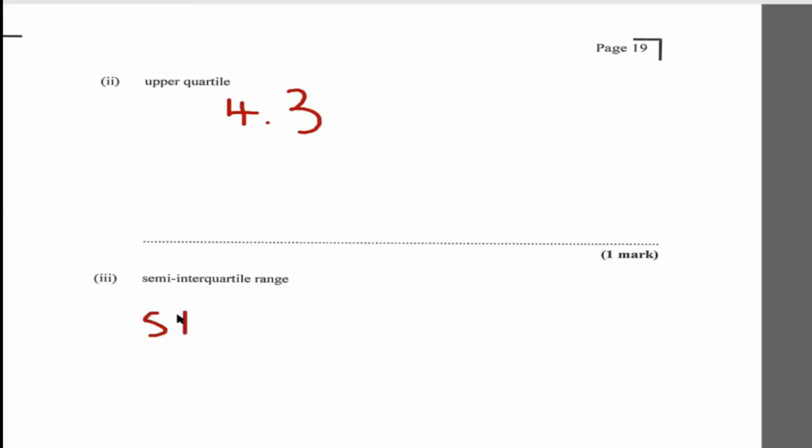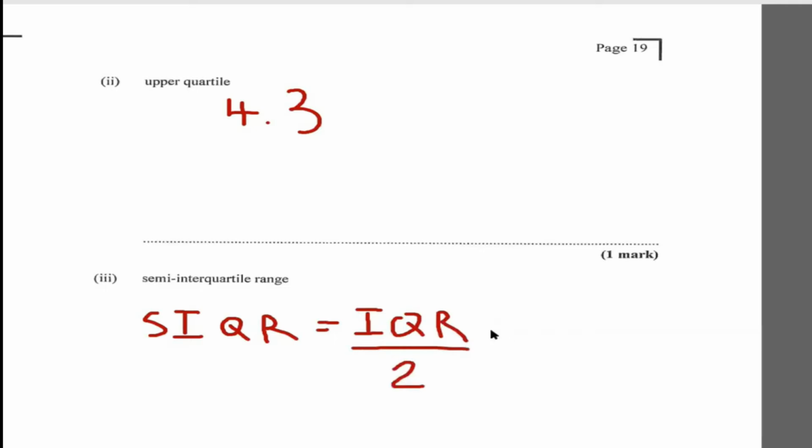The semi-interquartile range, I like to call it SIQR. The semi-interquartile range is equal to the interquartile range divided by 2. This is a formula we need to remember. Now, what is the interquartile range? The interquartile range is Q3 minus Q1, the upper quartile minus the lower quartile. That will give us the interquartile range. So this is the formula we use to find the semi-interquartile range.